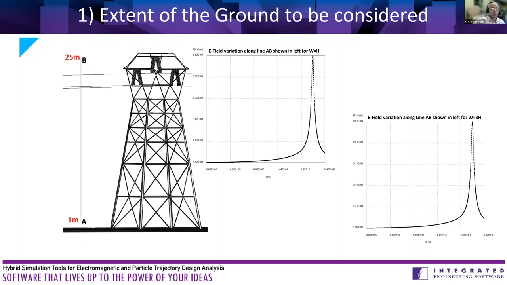So if you are interested in the fields 1 meter above the ground, then you need to put only the height of the tower. The width of the ground must be equal to the height of the tower.